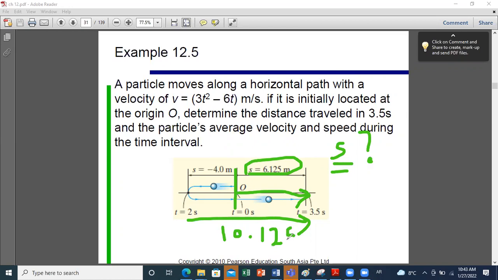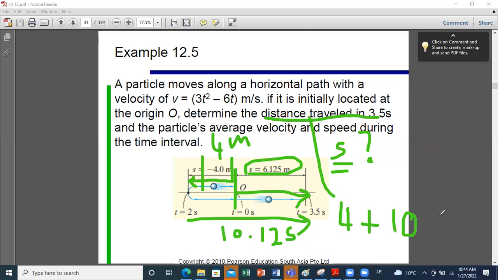So the total distance will be 14.125 because I have two phases. I first should consider the backward motion, and since distance is always a positive value, I will take the absolute value of displacement. So in phase 1 I moved 4 meters, and in phase 2 I moved 10.125. So the total distance traveled will be 4 plus 10.125, and it will be equal to 14.125. Okay, so this is how I can find the total distance.